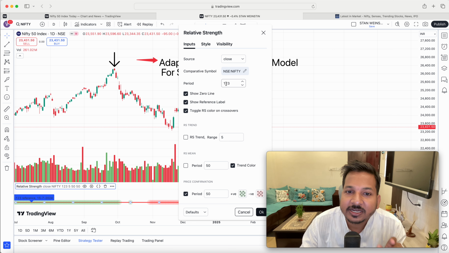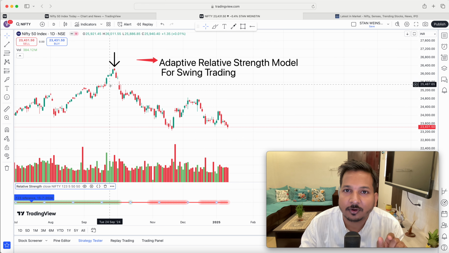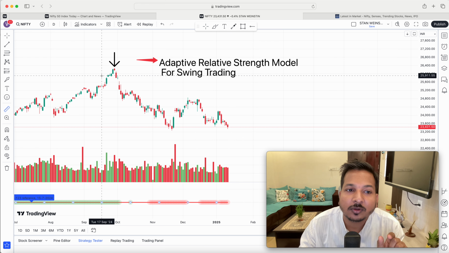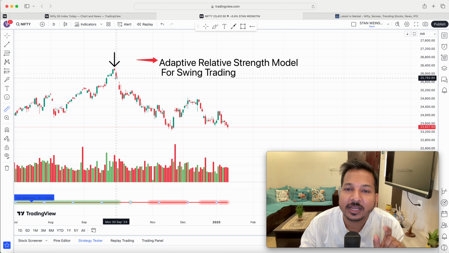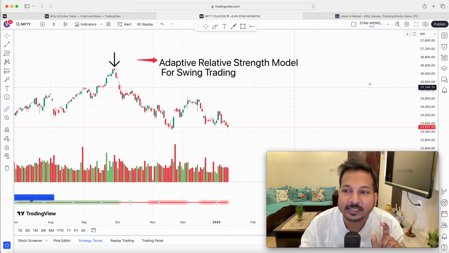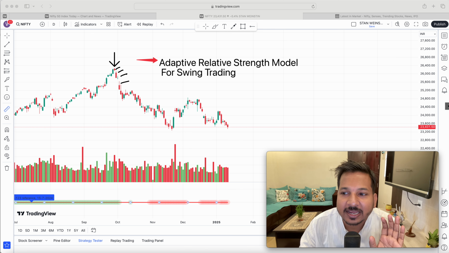So the 123 number will change according to where Nifty started falling. How will we know from how many days Nifty is falling? One way is to just count how many days have passed, 3, 4, 5, 6, 7, 8, like that, counting 1, 2, 3, 4. But that will also take a lot of time.